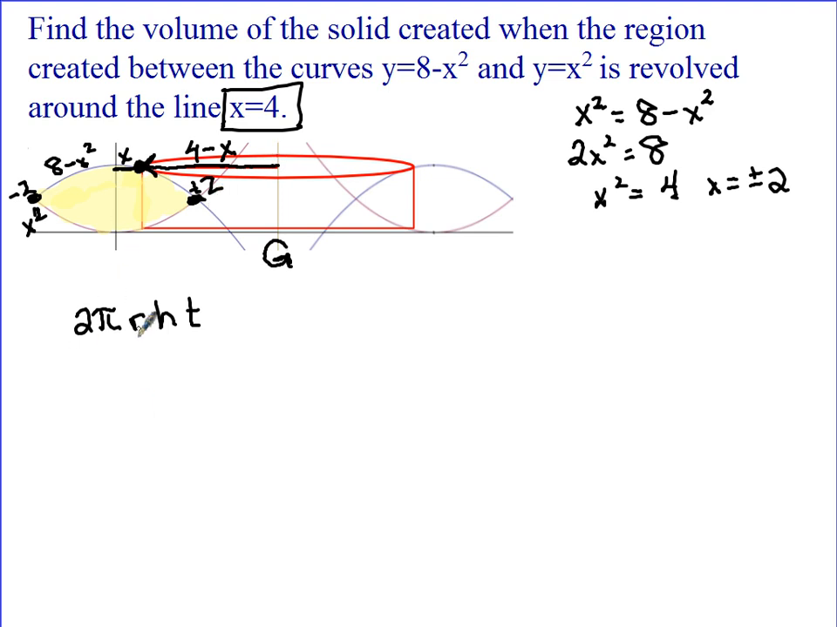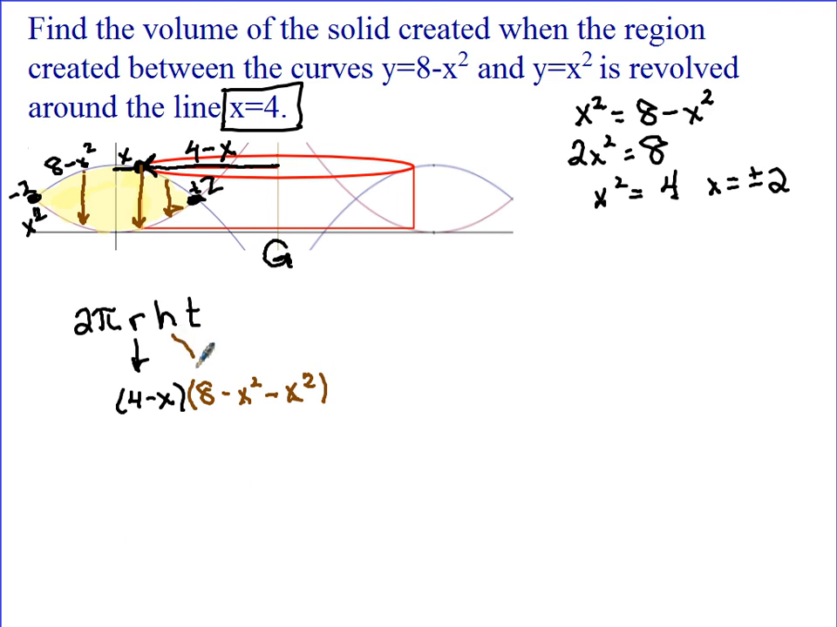Okay, so the radius, 4 minus x, and then we look at the height. So the height, let's do the height in brown. The height is from the top here, and not all the way to the x-axis, but just to the next curve, right? So like from here to here, or from here to here, right? So it goes from 8 minus x squared down to x squared.